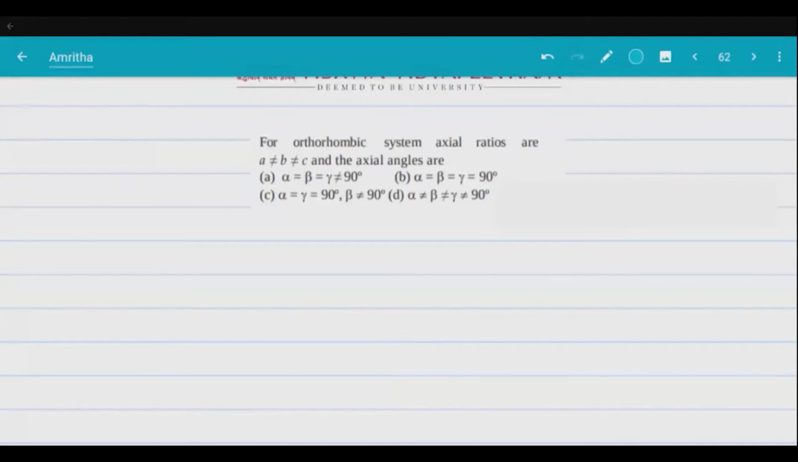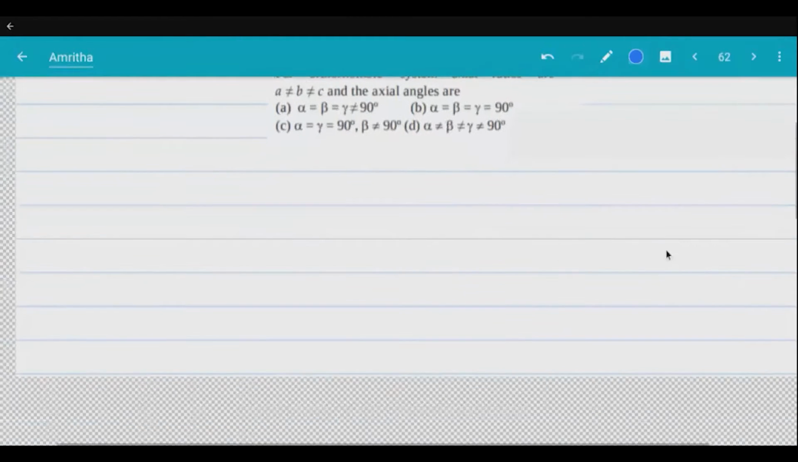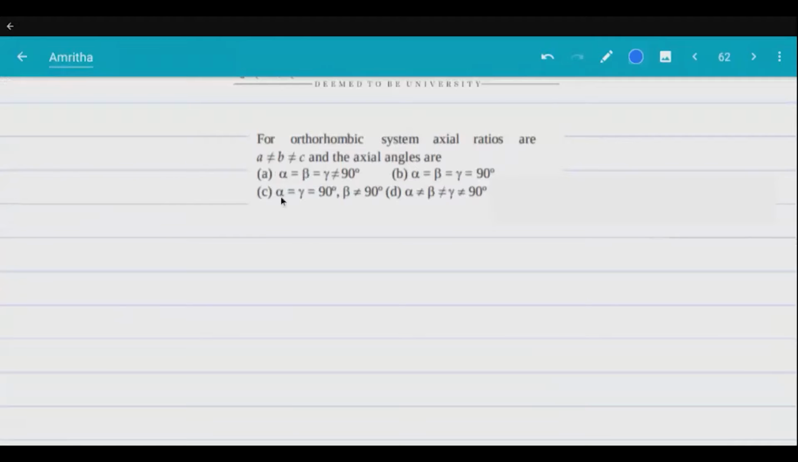I'll give you a very simple trick. Please look at this. There are seven crystal systems, and I'm giving you a very simple trick to remember them. In the seven crystal systems, we should know a, b, c. What do a, b, c mean? Look at 3D.